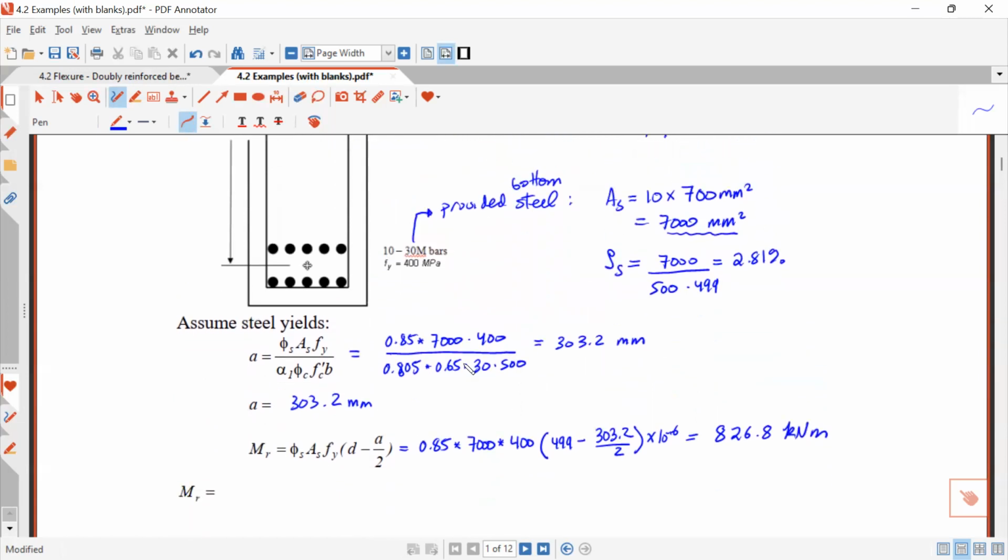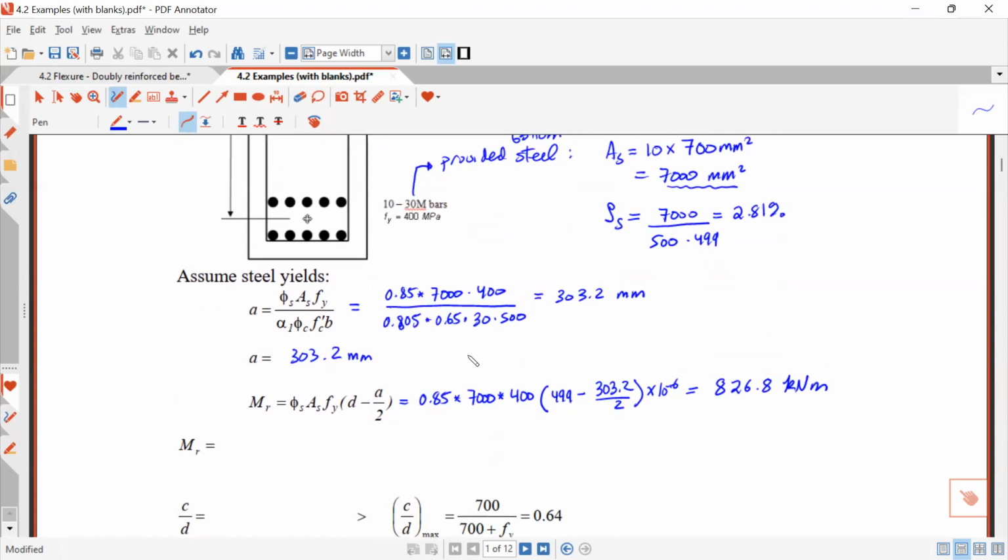So here I can see I have 826 kilonewton meter. But there's a problem here. What do I need to do? Let me check this. I need to check c over d, right? Here we're assuming that we're yielding. So we always do this c over d check.